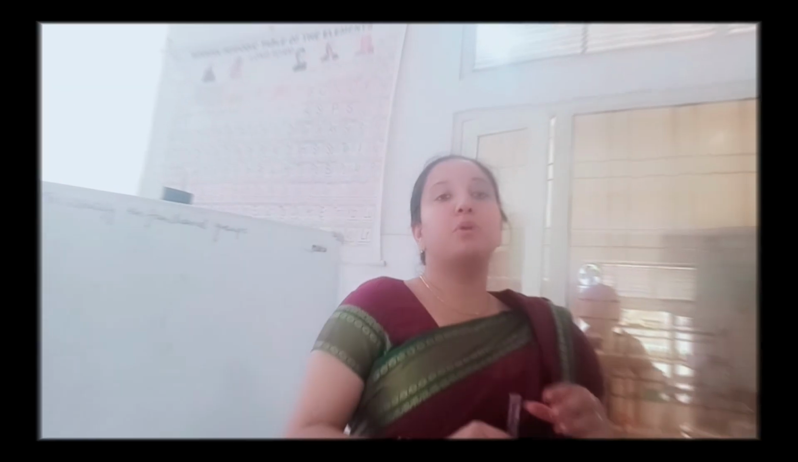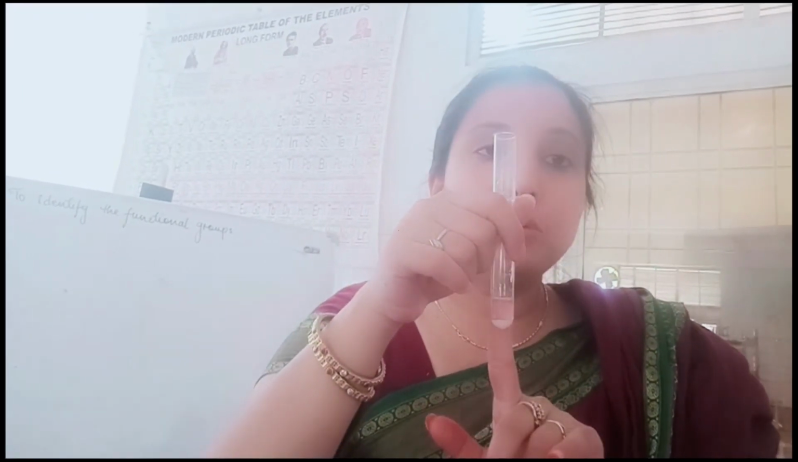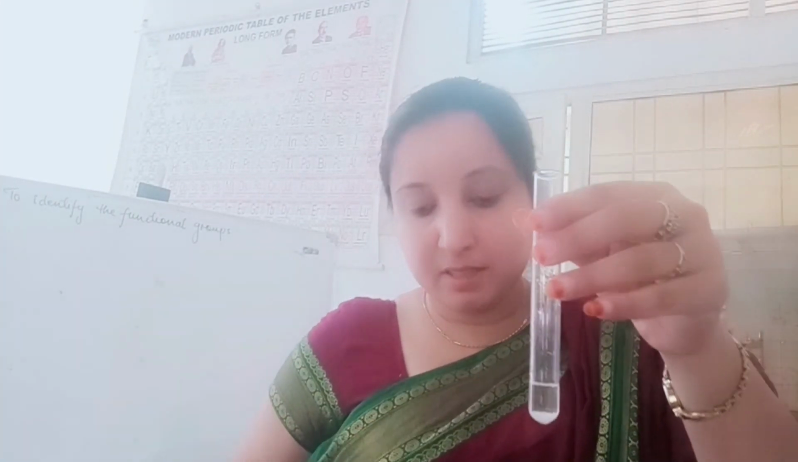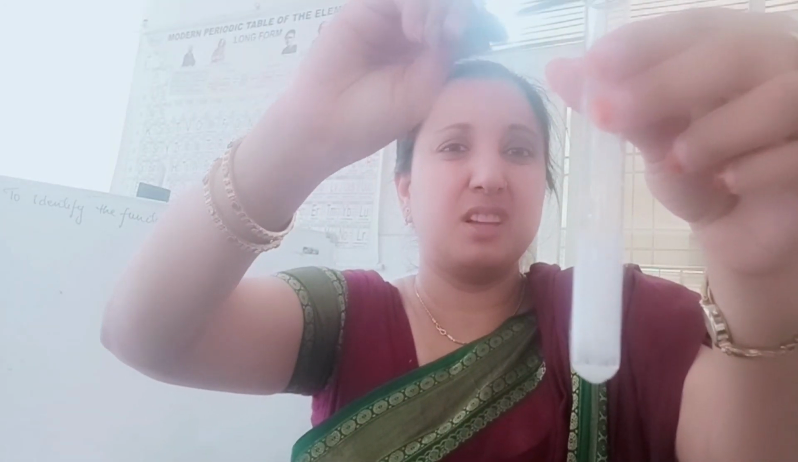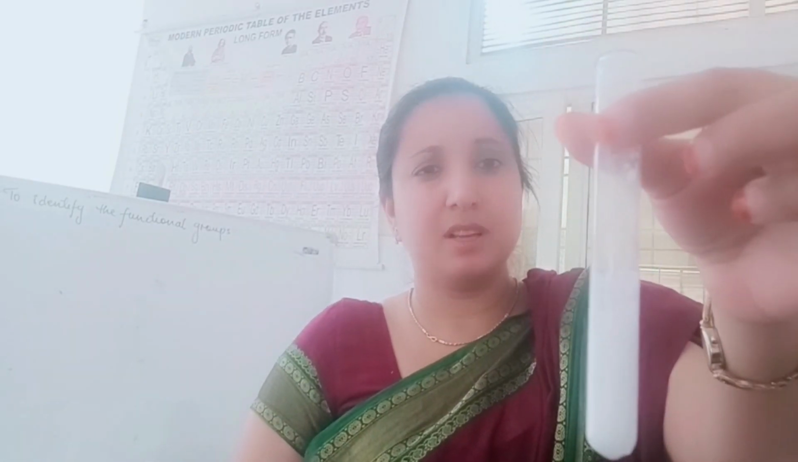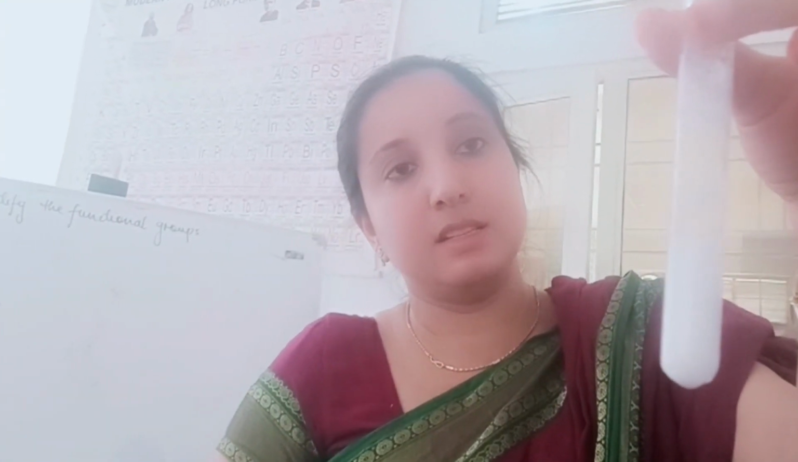The next test which we are going to do is again for the carboxylic acid. For this, I have taken an acid in the test tube. Soon I am going to add sodium hydrogen carbonate to this. There will be a brisk effervescence over here. Now look over here. If you observe it, a brisk effervescence has come. So this proves that in the given sample there is the presence of the carboxylic acid group.